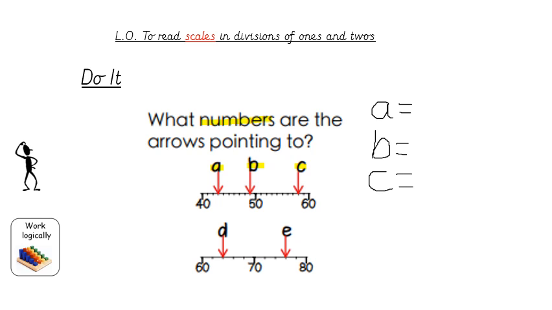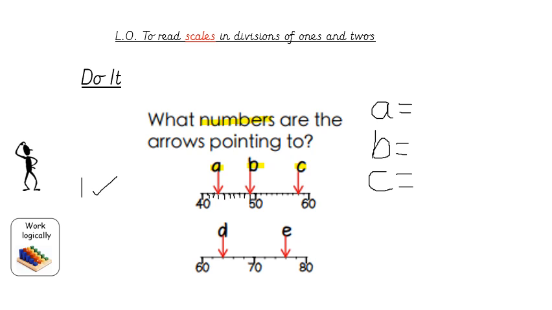Okay. So now the first thing we need to work out is what number the scale goes up in. So I'm going to put a 1 here. So let's see if the scale goes up in 1. So 41, 42, 43, 44, 45, 46, 47, 48, 49, 50. So it does go up in ones. So now we can work out what A, B and C are. So A is 40, there's 40, 41, 42. Okay, so you can work out what those ones are.